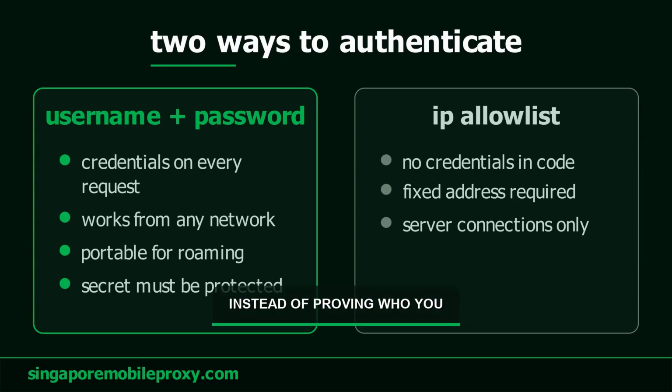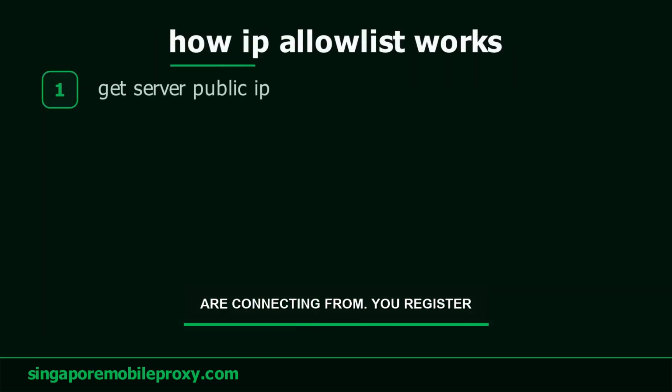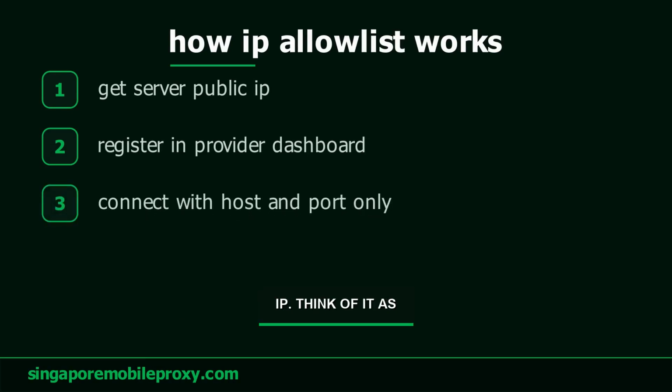The second way is IP allow listing, which some people call whitelisting. Instead of proving who you are with the password, you prove it with where you are connecting from. You register your server's public address with the provider once, and from then on that server connects with no user and no pass at all, because the gateway already trusts the source IP.